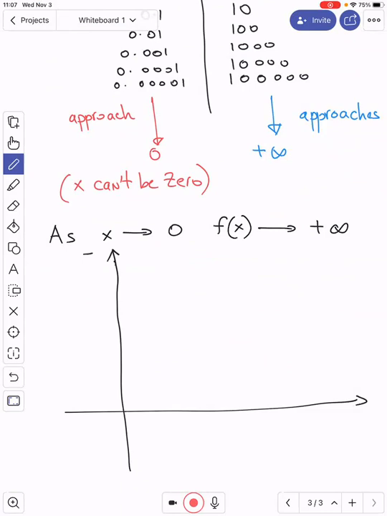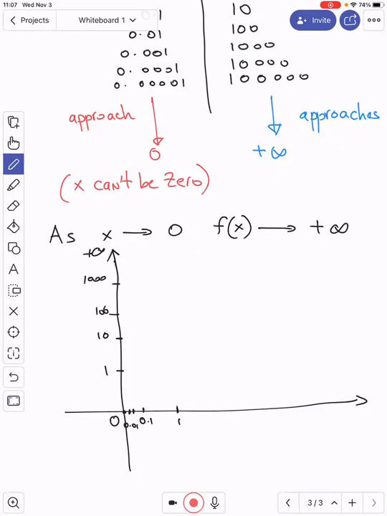So of course, here's my positive infinity. This is 0. I need very small values of x, like 0.1, 0.01. Let's say this is 1, and this is 0.1. I'm just taking some examples here, guys. The values of x are very close to 0. On the other hand, for the values of f, let's say this is 10, this is 100, this is 1000, etc.